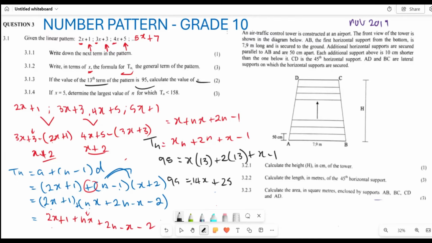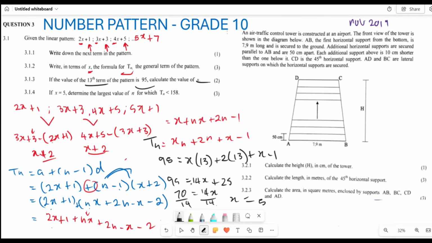Once again, so we are going to say 95 subtract 25, which is the same as 70 equals 14x. Then you divide by 14 on both sides. So what is going to be the value of your x? When you say 70 divided by 14, the value of x that you find is going to be equal to 5. Okay, so that's what you are going to have here as your value of x.